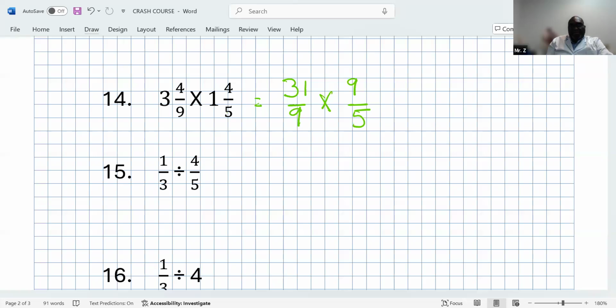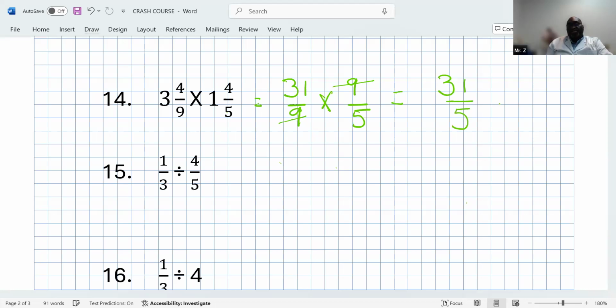9 over 5. If you look at it pretty well, you can cancel: 31 times 9, 9 times 5. You can see you can cancel this 9 with the 9 right there. Because when you have the same number on each side of the fraction, when you do multiplication, you can cancel them. If I got 31 on the top, 31 on the bottom, I can cancel them, correct? So 9 and 9 can cancel. So I would have 31 over 5.